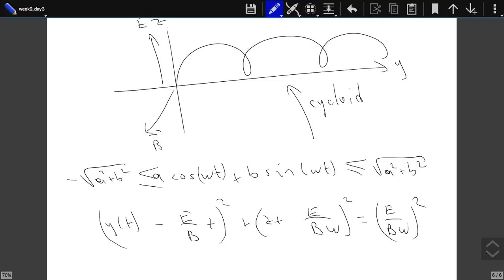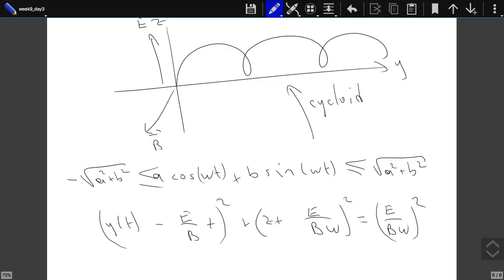It is doing a circular motion, but the center is being translated. So, I mean, if the electric field was 0, you can just set E equal to 0. If you set E equal to 0, it's just circular motion. That's our previous example. That's E equal to 0.